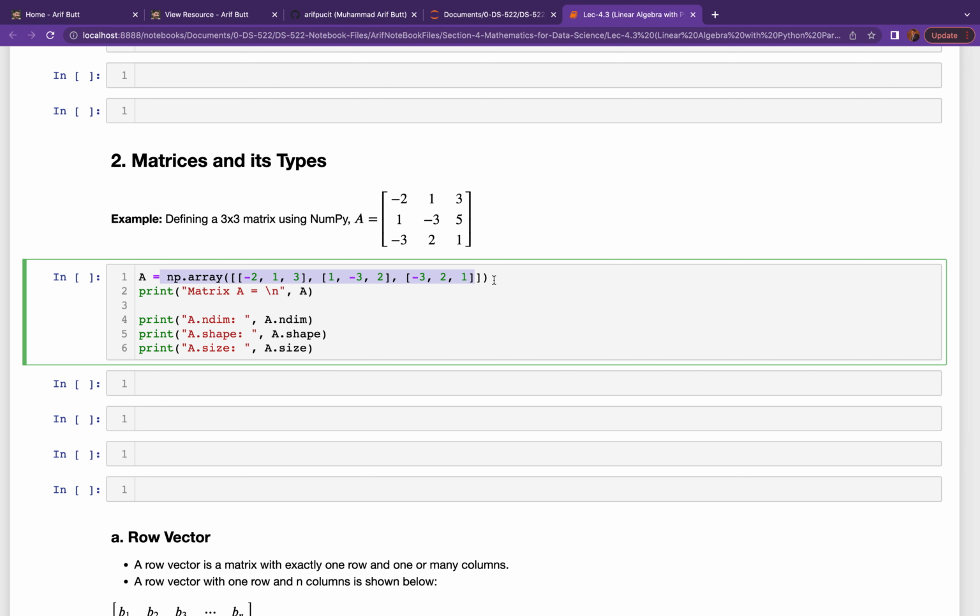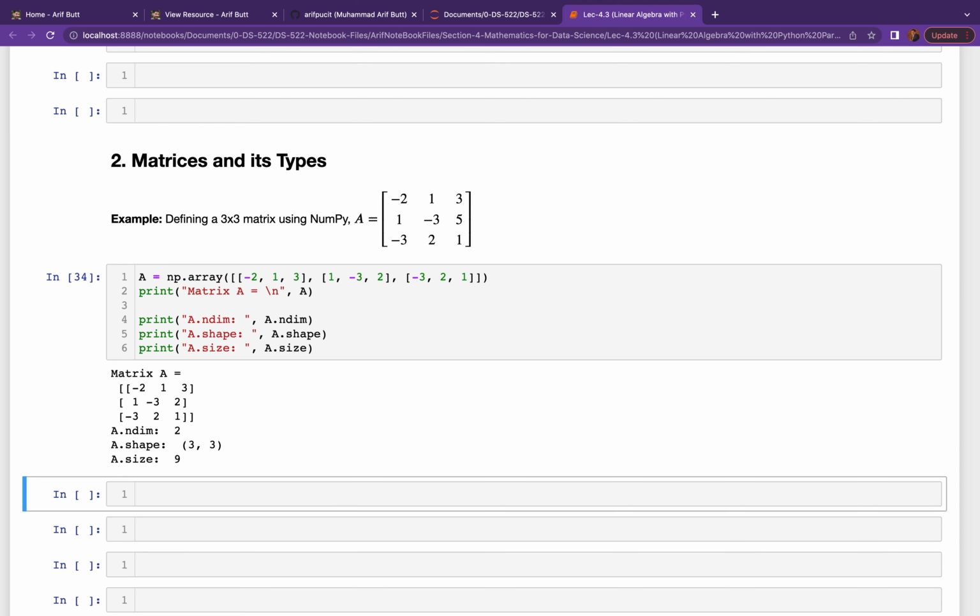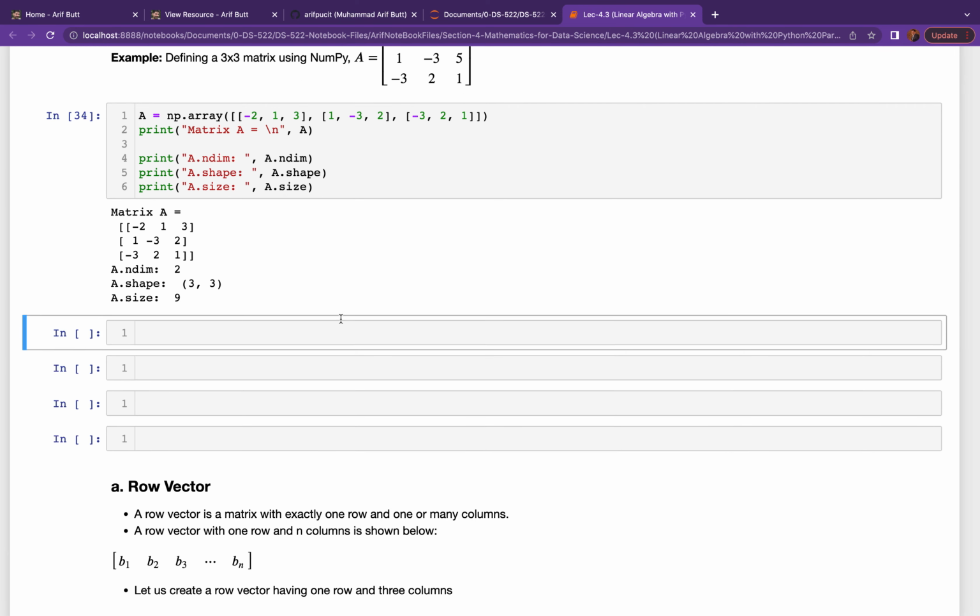You use the np.array method and pass it the vectors. Over here I have created a 3 by 3 matrix, named it A, and this ndim, shape and size are the attributes showing the dimensions, the shape and the size, or the number of elements, in this matrix.